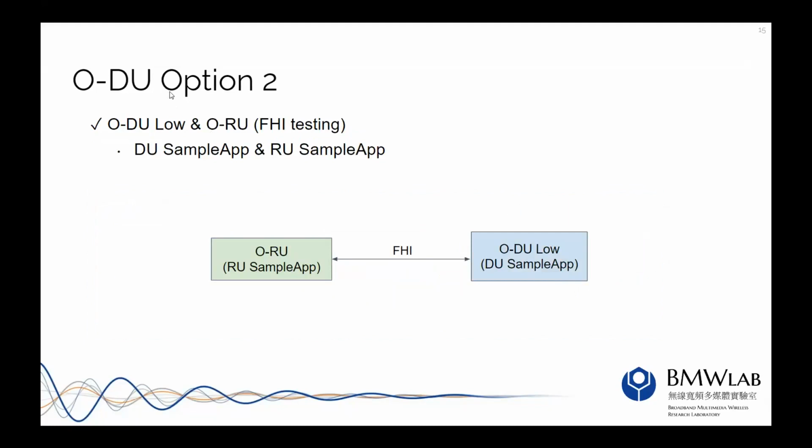Okay, so let's move on to option 2, and this part is to test the fronthaul interface. We can see here that it's the same as option 1. It's just for testing, and the IU sample app and ODU Low are for testing the connection, and it's not a practical component.